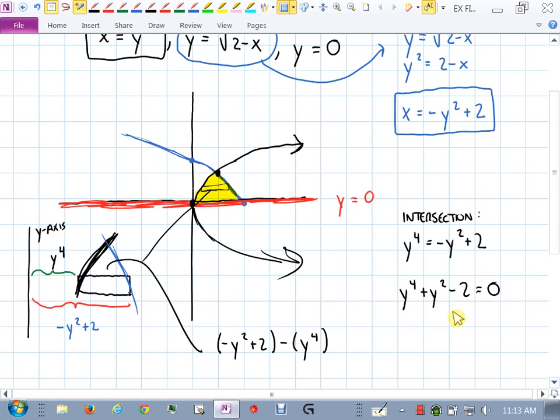It'll be what, y squared, two sets of parentheses. What do we got? Y squared plus, is that right?